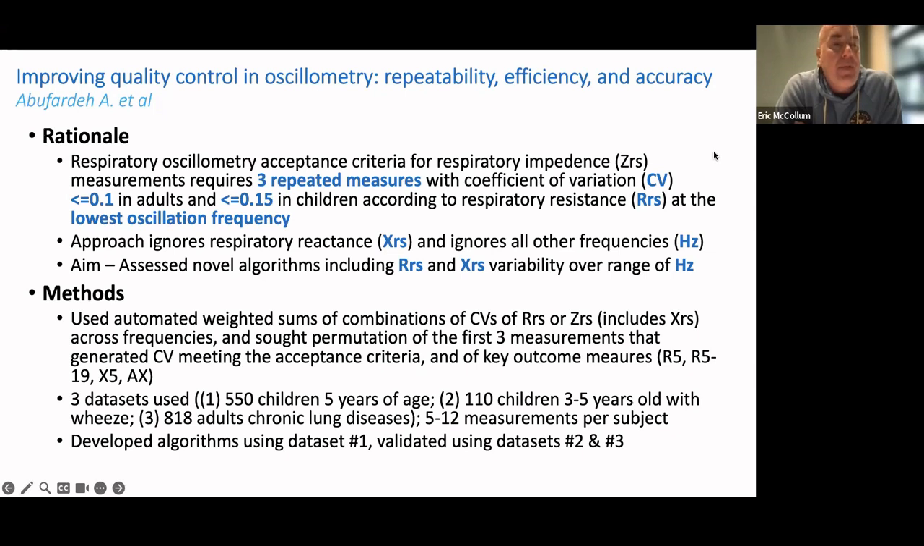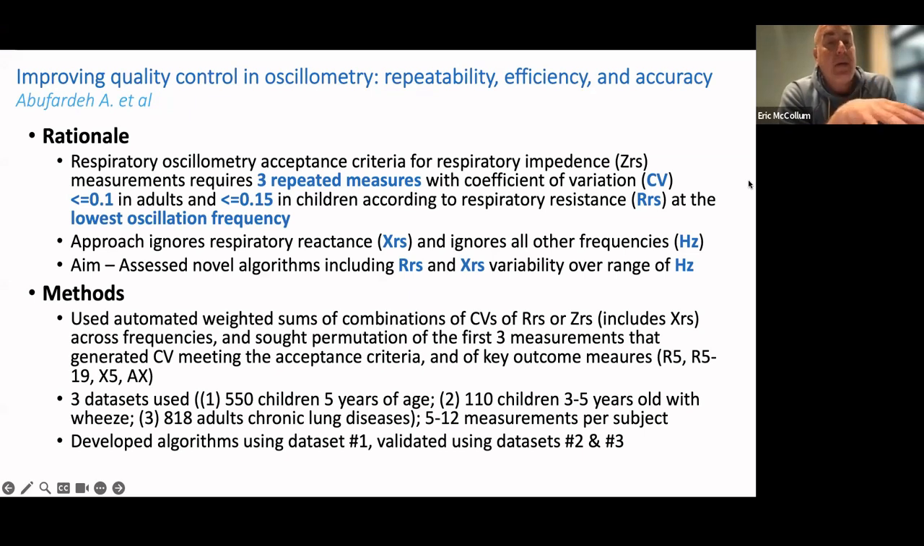So the rationale that they put forward is that oscillometry acceptance criteria, as we know, requires 3 repeated measures, using the coefficient of variation. Just to mention, this is a mixed study of adults and kids, but there are a lot of kids in this. So 3 repeated measures with a coefficient of variation less than or equal to 0.1 in adults and less than or equal to 0.15 in children, using the RRS at the lowest oscillation frequency. This is what's recommended in the technical guidelines, but the authors correctly acknowledge that this approach ignores reactance and all the other frequencies.